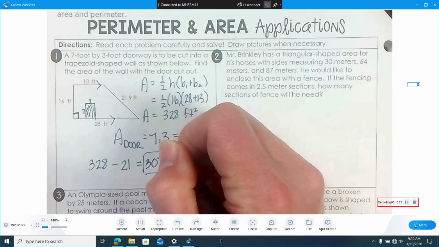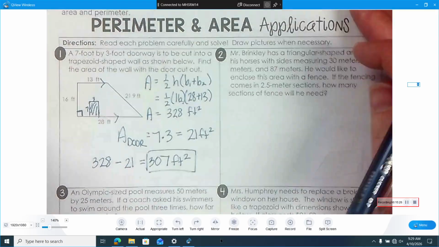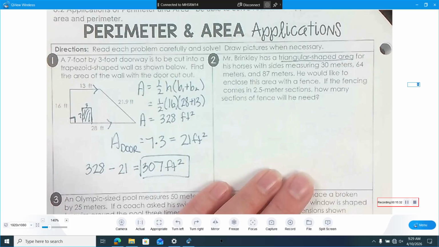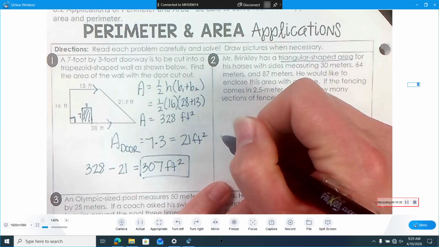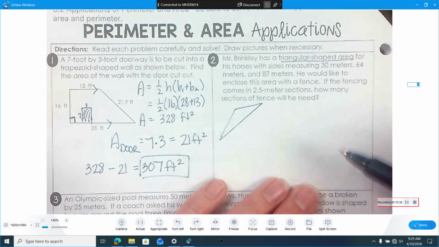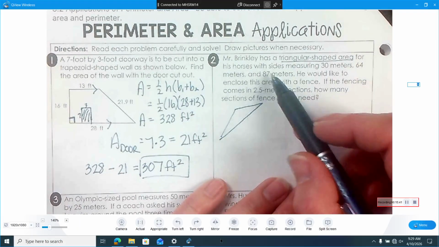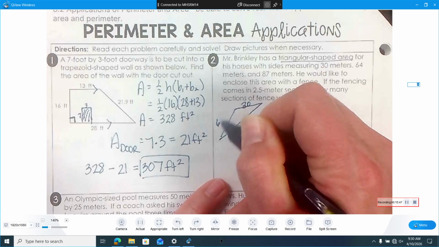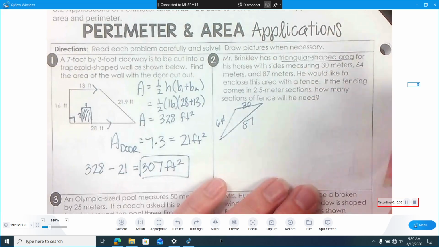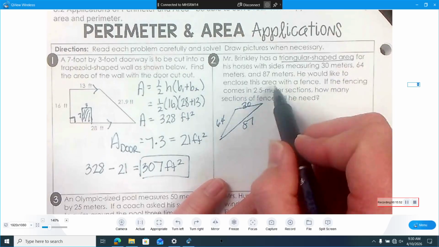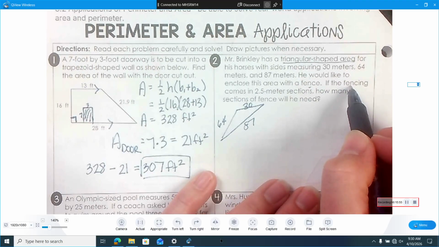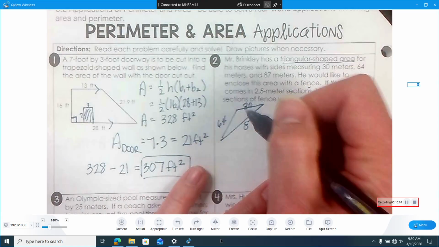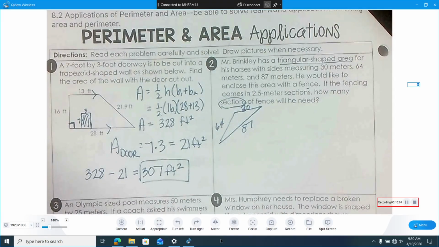All right, any questions on that one? All right. Mr. Brinkley has a triangular-shaped area for his horses, so it's a triangle. Maybe I'll just draw a sort of triangle. Okay, there we go. Triangular-shaped area for his horses with sides measuring 30 meters, 30 meters, 64 meters, and 87 meters. He would like to enclose his area with a fence. If the fencing comes in 2.5 meter sections, how many sections of fence will he need?